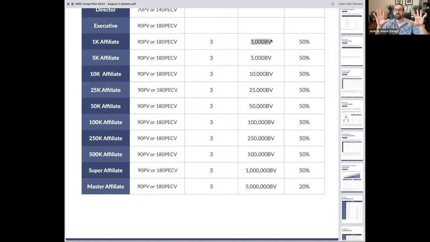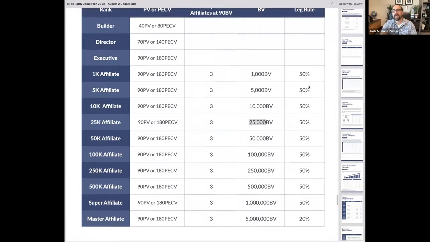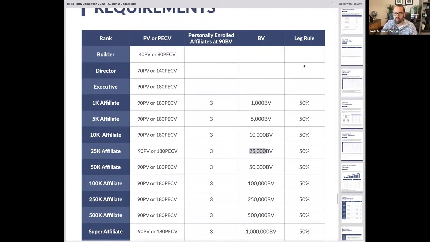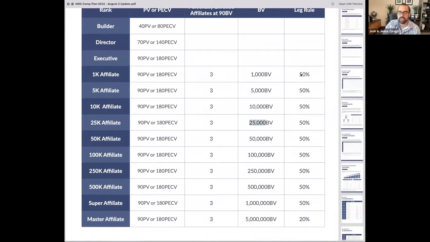If you had 10 people come in on a 100-point order, boom, you're a 1K affiliate because you have 1,000 in BV. And as you go up in ranks in My Daily Choice, 5K is 5,000, 10K is 10,000, 25K is 25,000, and so on. And there's a leg rule, and the leg rule is 50%. Now, let me explain what that means.